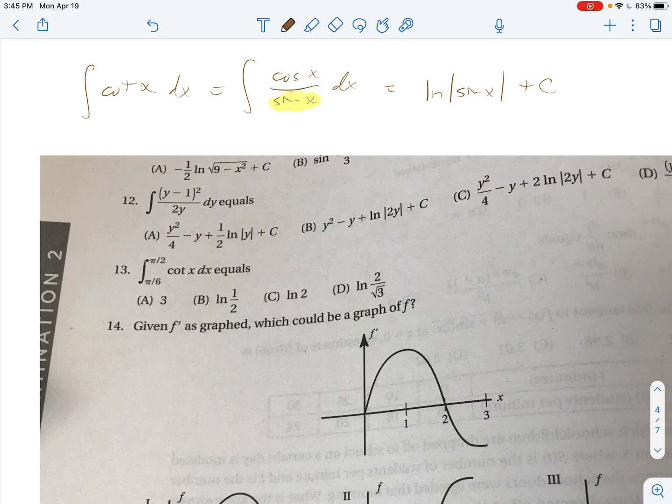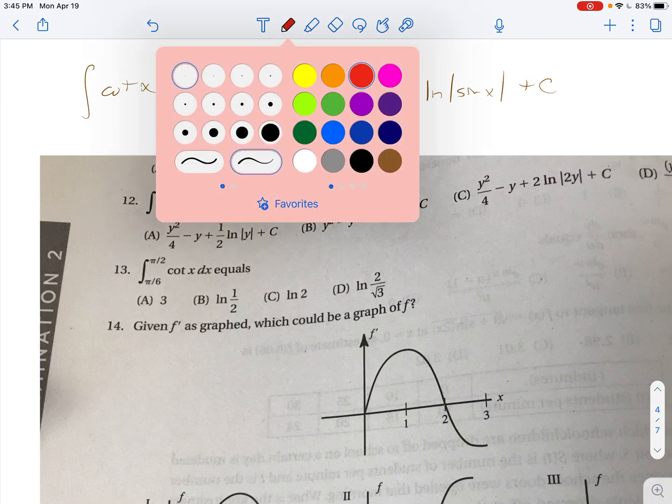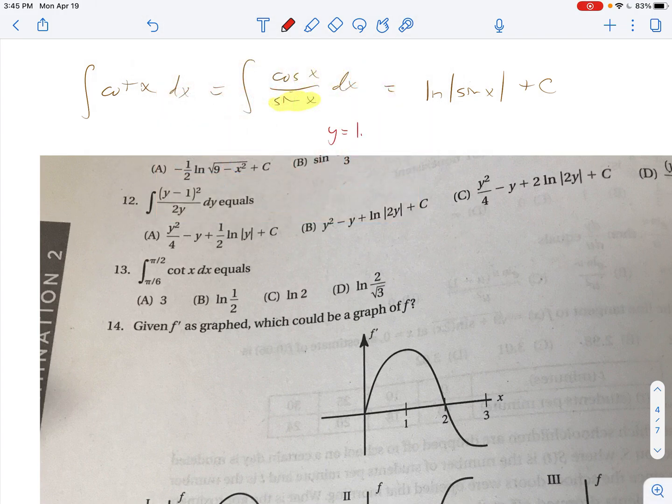Right? Maybe that's not obvious, but if I were to actually take the derivative of this using chain rule, if y is the natural log of sine of x, then what do I have? By the chain rule, well, the derivative of the natural log of something is 1 over that something. And then by the chain rule, the derivative of what's inside is the derivative of sine of x, which is cosine x. So we do get cosine over sine.